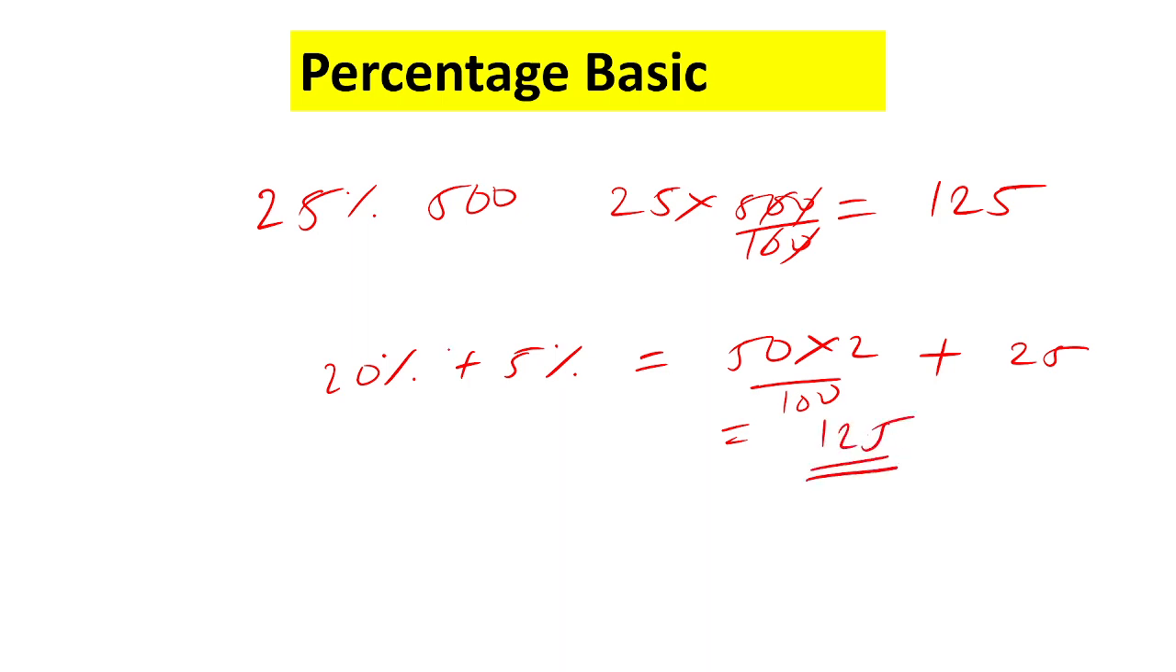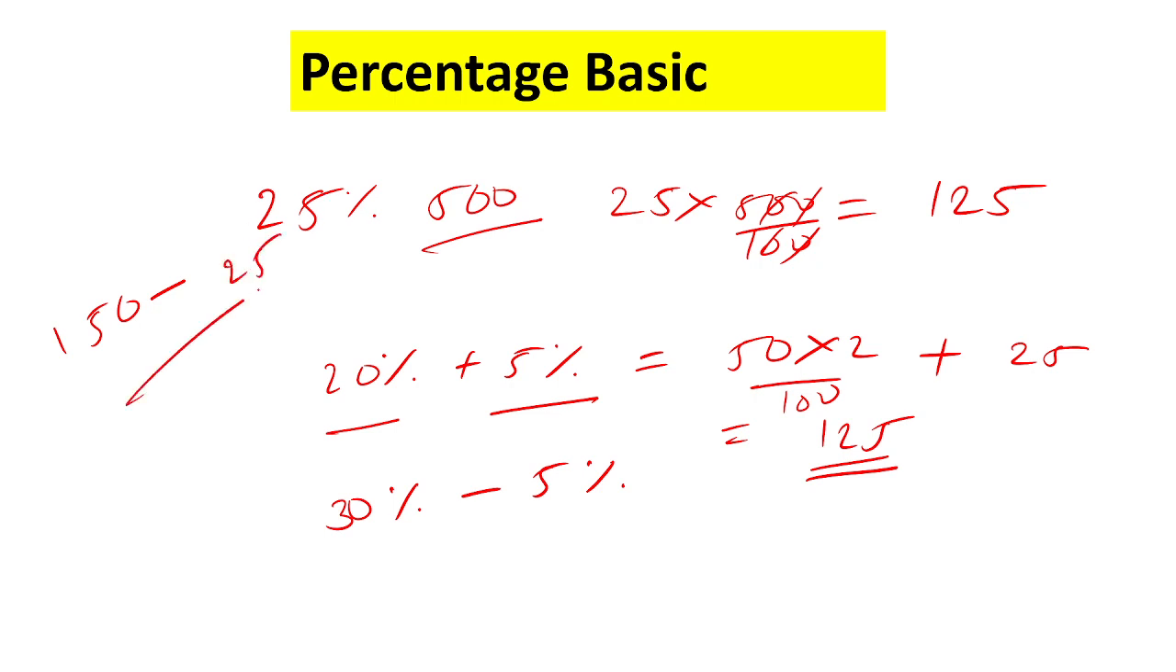You can do it in your mind, no need to write. Split 25% into two parts as 20% plus 5%, or you can do 30% minus 5%. The 30% of 500 is 150, minus 5%. 10% of 500 is 50, and 5% is half of it, that is 25. So 150 minus 25, you get 125. There are two methods, by addition or by subtraction.